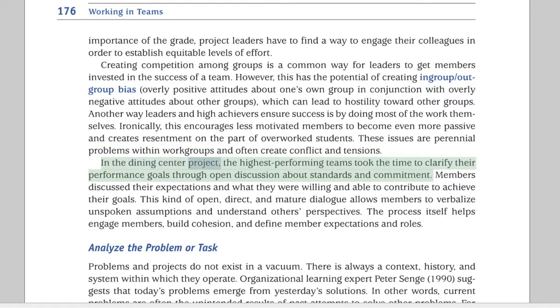In the Dining Center project, the highest performing teams took the time to clarify their performance goals through open discussion about standards and commitment. Members discussed their expectations, and what they were willing and able to contribute to achieve their goals. This kind of open, direct, and mature dialogue allows members to verbalize unspoken assumptions and understand others' perspectives. The process itself helps engage members, build cohesion, and define member expectations and roles.